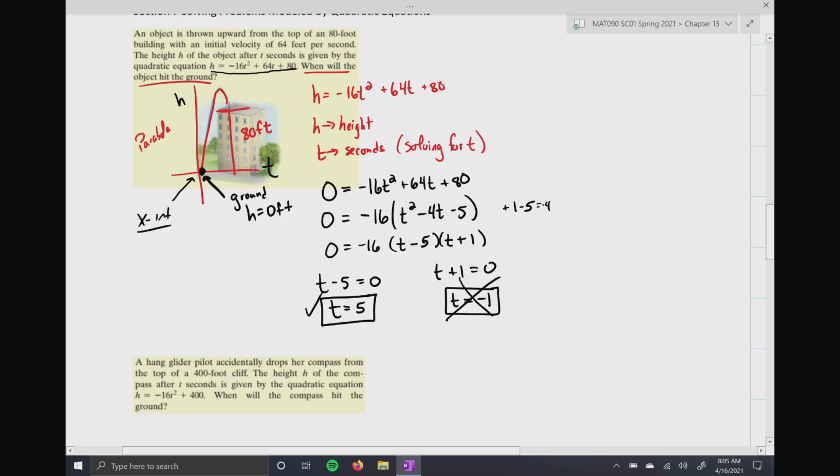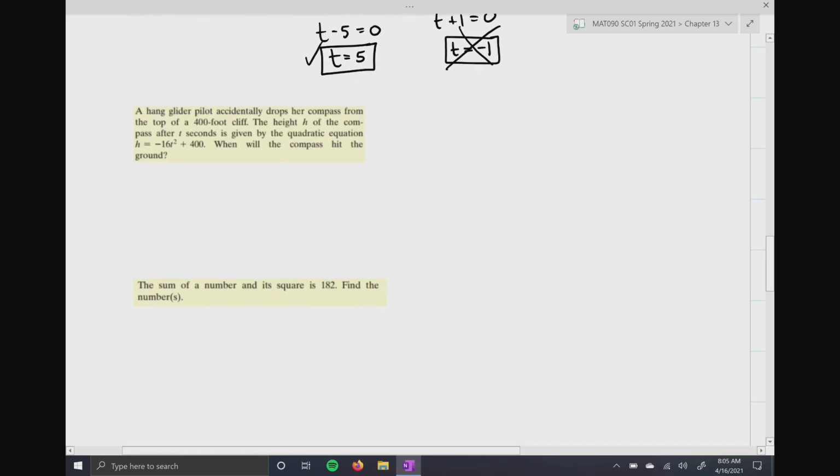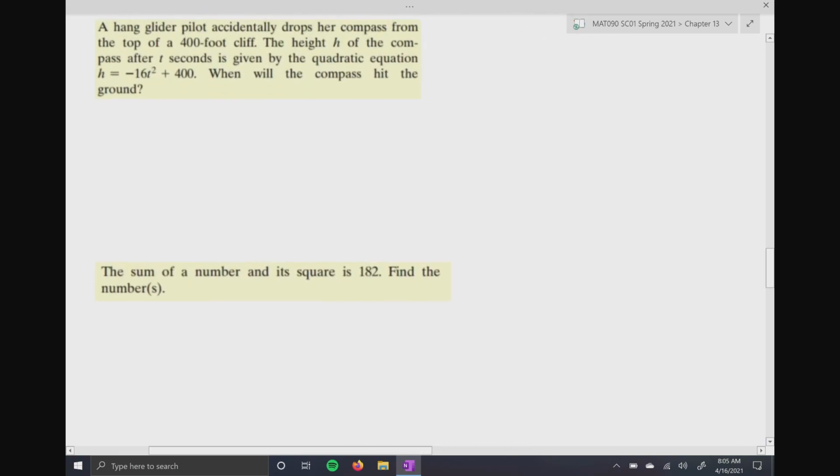So what do we do? We take the quadratic, we set it equal to 0, we factor, we set each one of the factors containing a variable equal to 0, and we solve. We're going to do the same exact thing with this problem right here.